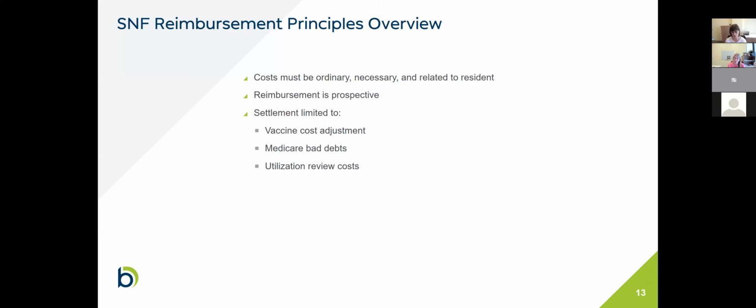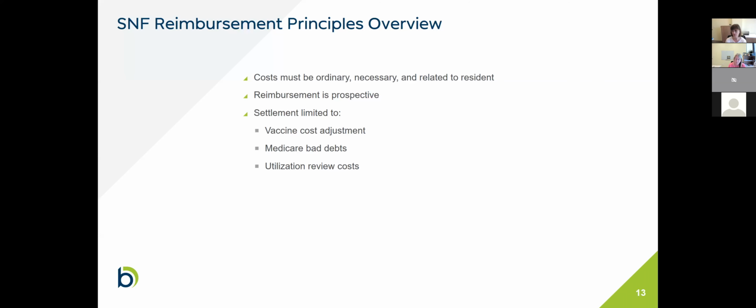Some facilities do get what's called an interim payment on bad debt. So based on the cost report that they filed in the prior year, they may get a weekly payment for their bad debts. It's important, if you do receive a bad debt payment, that you provide us with the letter so that we can make sure that it gets onto your cost report, because that's offset against your cost report expenses.